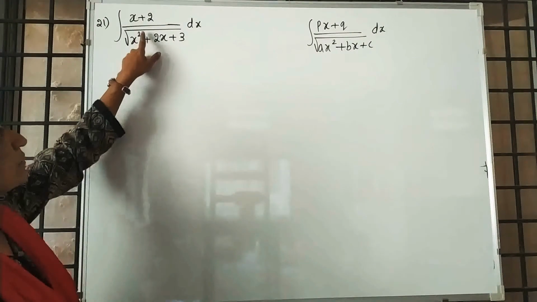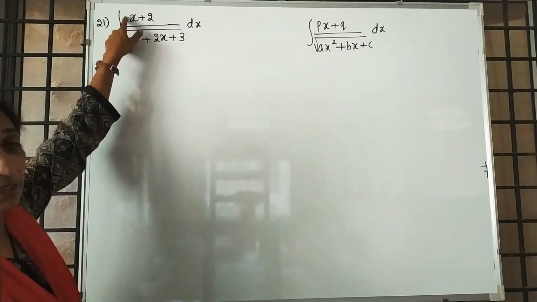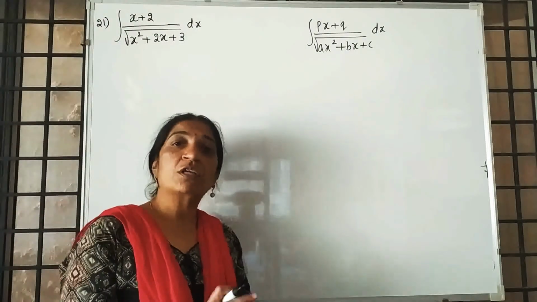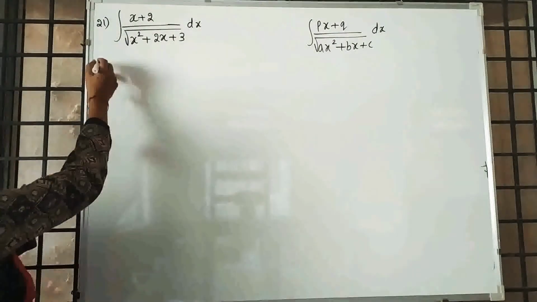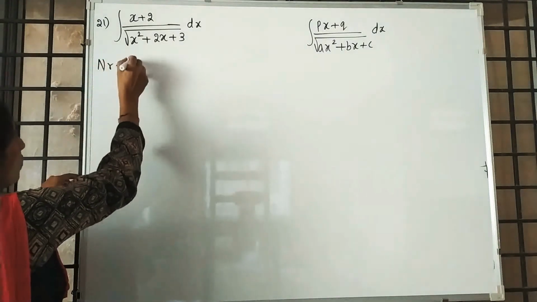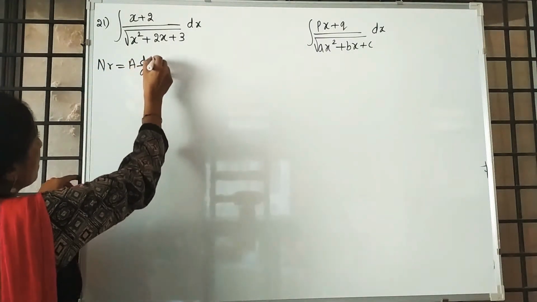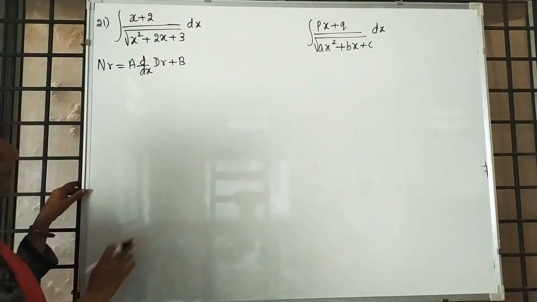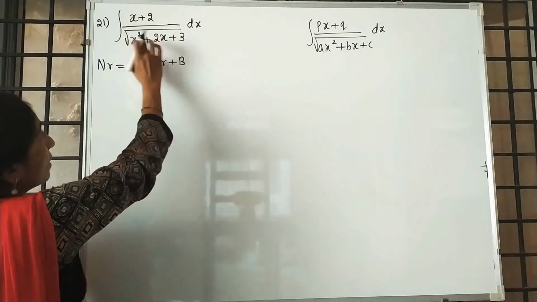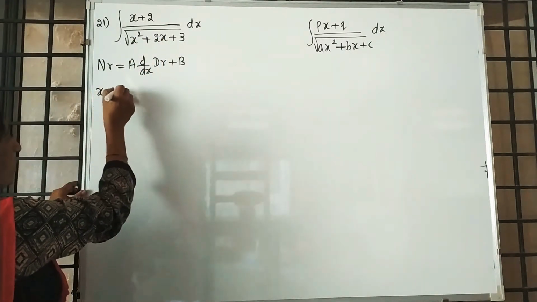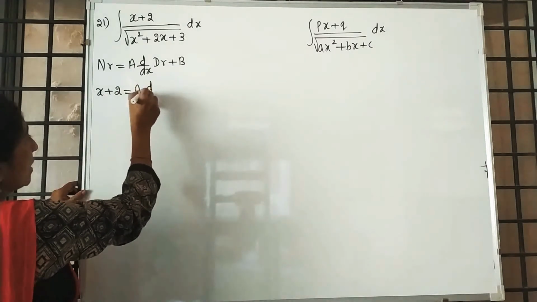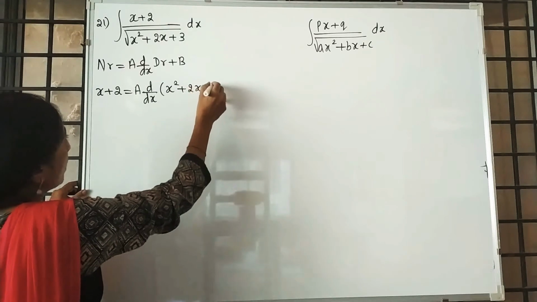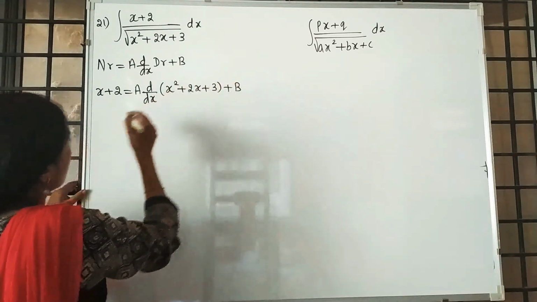Yes. What is the differentiation of x square? x square gives 2x, but we have only x. That means the differentiation of the denominator will not give you the numerator. So we apply: numerator is equal to a into the differentiation of the denominator plus b, where a and b are constants, and we have to write the denominator without root. x plus 2 is equal to a into the differentiation of x square plus 2x plus 3, plus b.